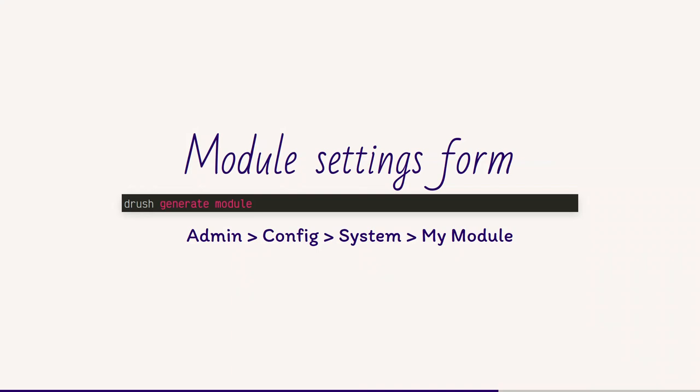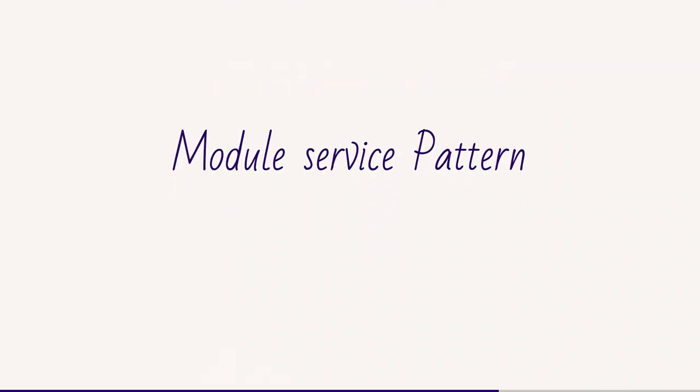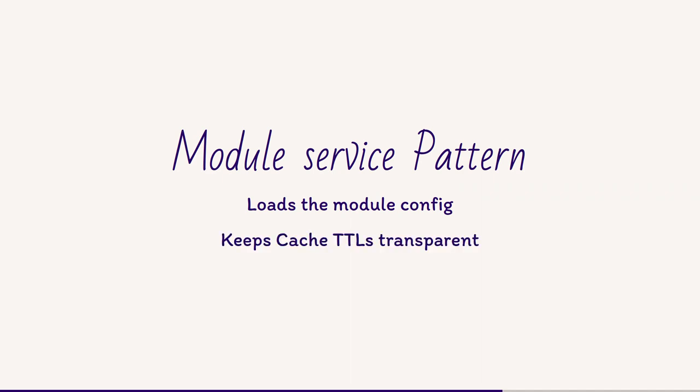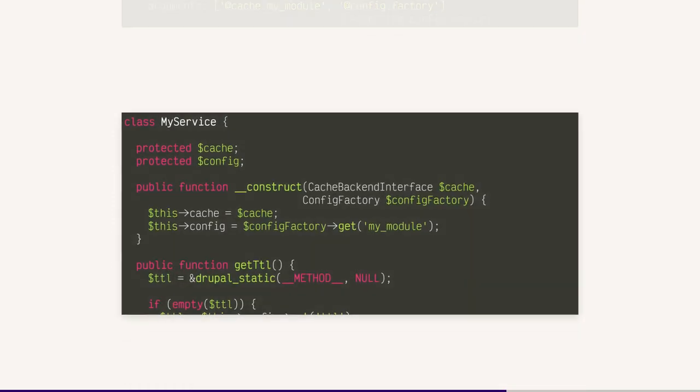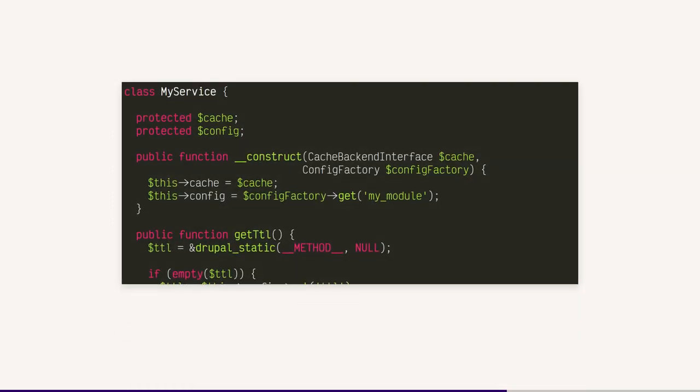I like putting it under system because I like being lazy, and system is there on every Drupal install, and I can just find it. The module service pattern helps you here as well because you can have the module service actually load the config whenever it's instantiated. This way all the TTLs become transparent. So we're going to pass in our config factory to our module service, and then in that we're going to initialize it. We get the config factory, but instead of storing the config factory, we just get our module's configuration right in the constructor, and then we're done.